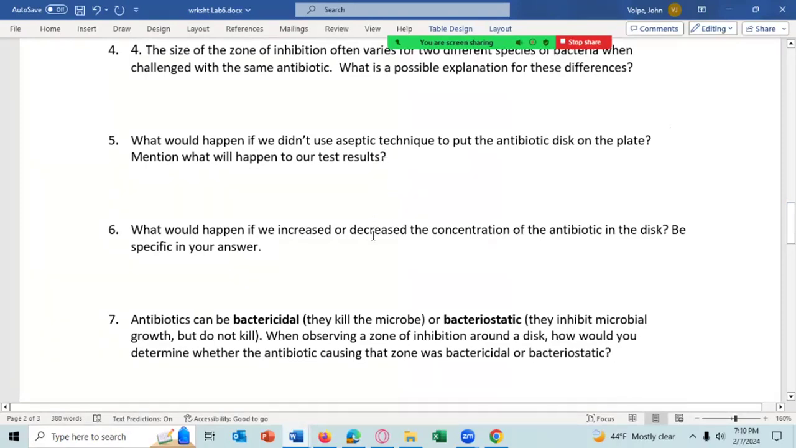6: what would happen if we increased or decreased the concentration of the antibiotic in the disc? Be specific in your answer. You also need to state both what will happen if you increase the concentration of the antibiotic, as well as what will happen if you decrease the concentration of the antibiotic. If you only answer for one, you'll only get partial credit here. And like I said, be specific in your answer.